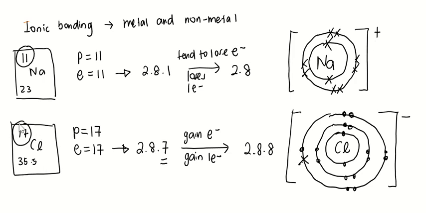Next, for chlorine, it has an atomic number of 17. Therefore, it has 17 electrons and protons. Converting this to electronic configuration, it will be 2, 8, 7.